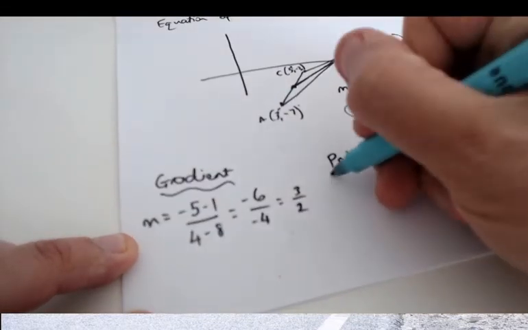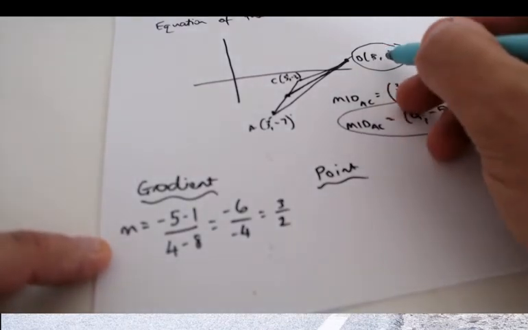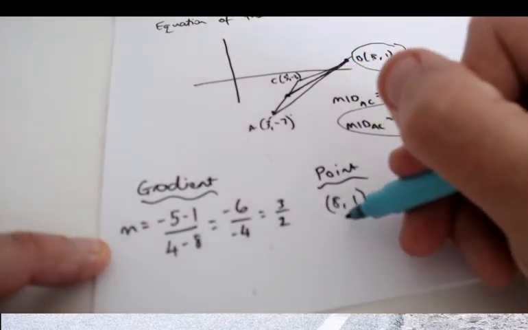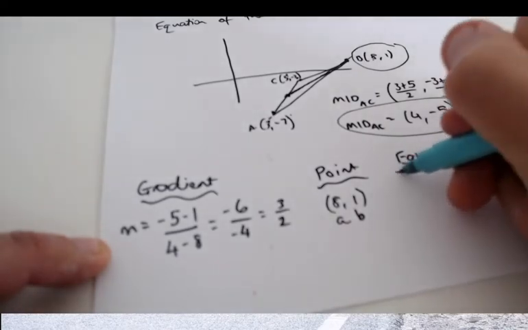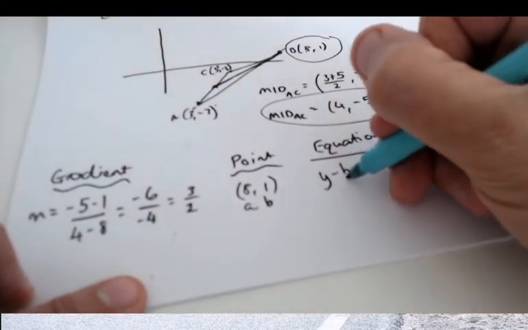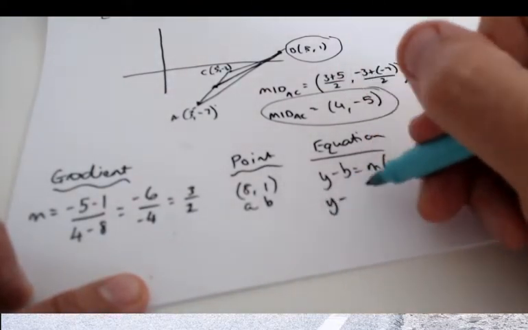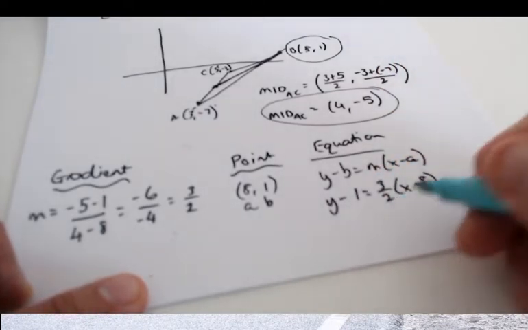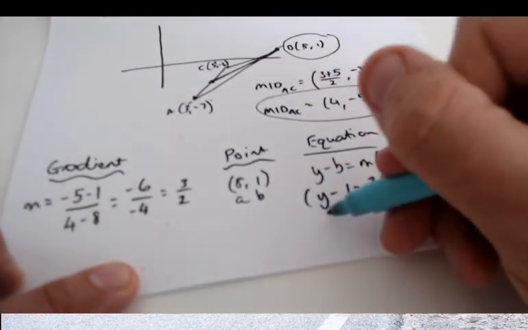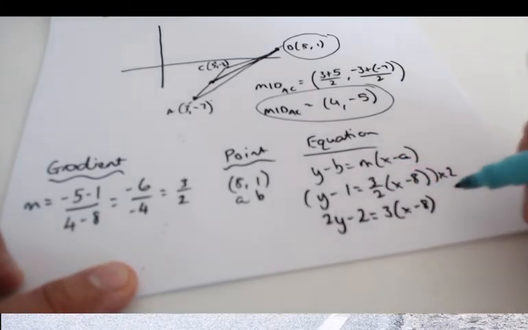For my point, I know 2 points that lie on this line, so I just need to choose one of them. I'll go with the one that looks the easiest, and for this it's B, which is (8, 1). And then I'm going to go for my equation. y minus b equals m bracket x minus a. Fill in my information. y take away 1 equals 3/2 (x minus 8). Multiply through by 2 to remove the fraction. 2y minus 2 will equal, the 2's will cancel, leaving the 3. Multiply out the bracket.